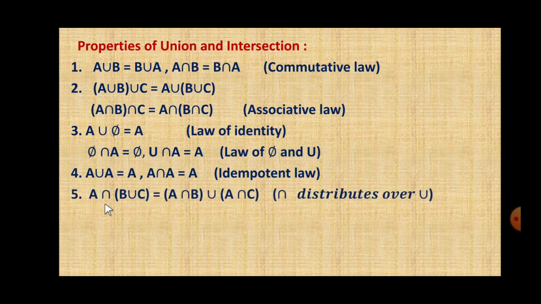Number 5, A intersection (B union C) equal to (A intersection B) union (A intersection C). So this one we call intersection distributes over union. So students, this property we can easily remember by considering this one as the operation multiplication and this one as addition. So if you take A into (B plus C) is AB plus AC. So by using that algebraic operation, we can easily remember this property. A intersection (B union C) is (A intersection B) union (A intersection C).